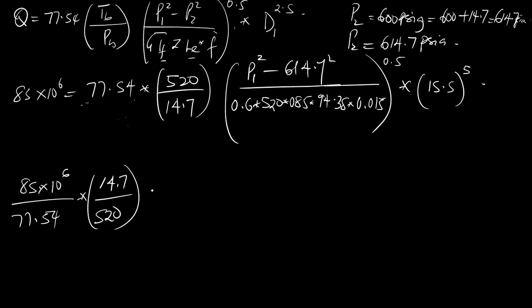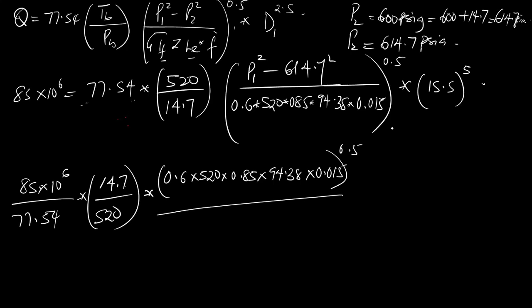So now we are also dividing here. We're going to multiply both sides by this value so that we'll cancel it out here. So we have now 0.6 times 520 times 0.85 times 94.38 times 0.015, all raised to power 0.5.